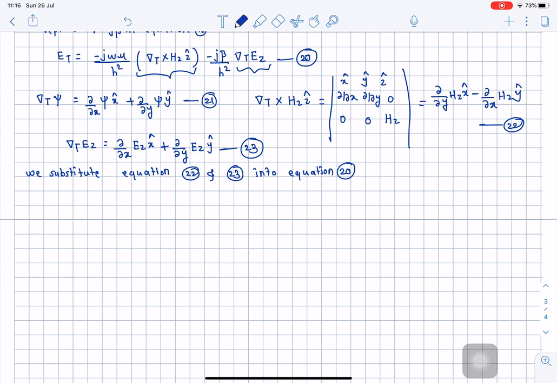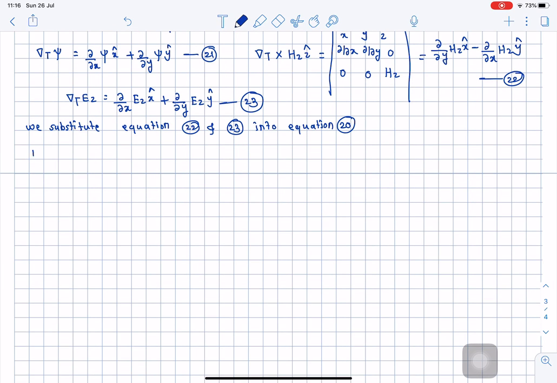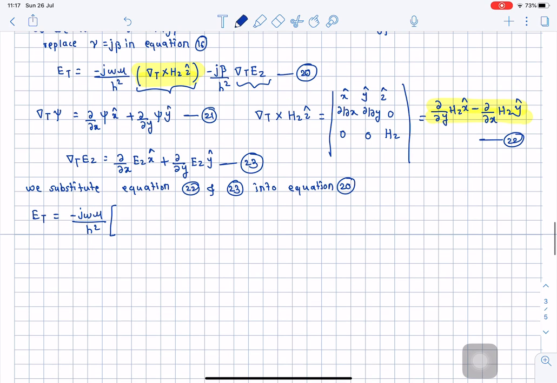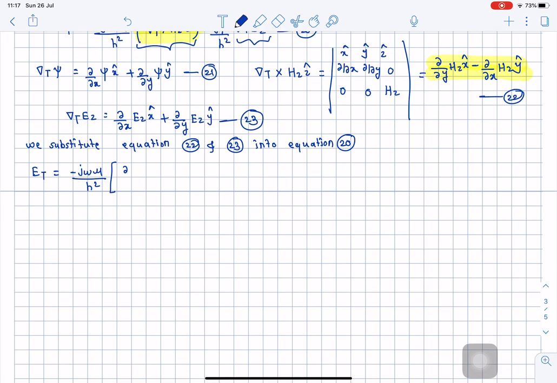So what can we write then? When we substitute, E of t is given by minus j omega mu upon h square. Now, del of t, this particular term I will highlight here, is replaced with this particular term in equation number 22. So I will write this as: daba by daba y of Hz x cap, minus daba by daba x of Hz y cap, bracket complete.